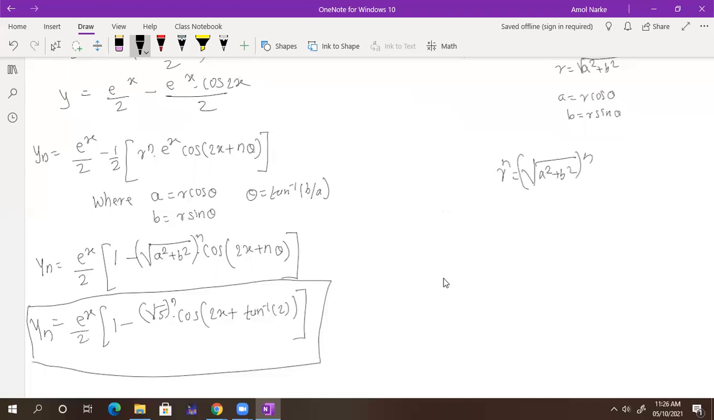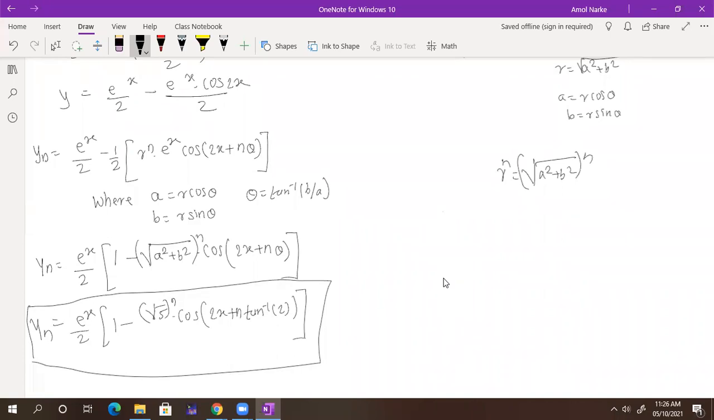Sir, once I find it, what will n tan inverse 2 be? n tan inverse 2 in the cos bracket. What will be here? n will come in front of tan inverse 2, no? Yes, n is here too, correct. n into theta. Yes, correct.